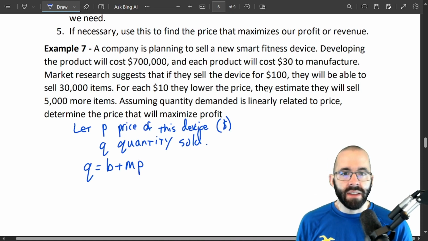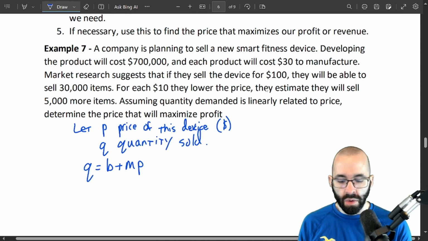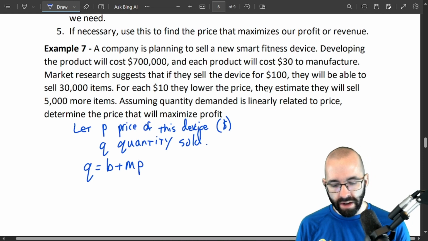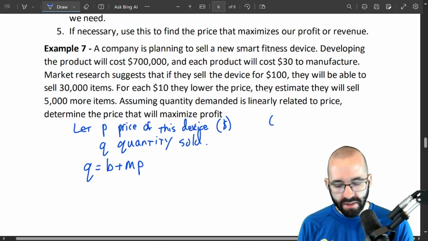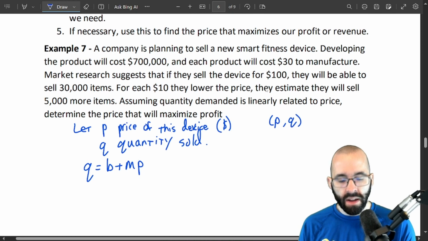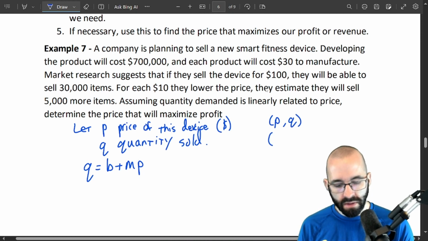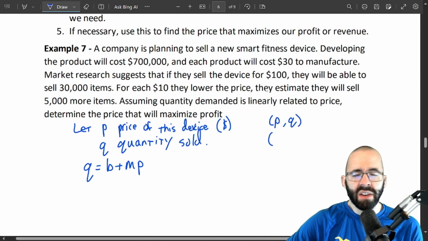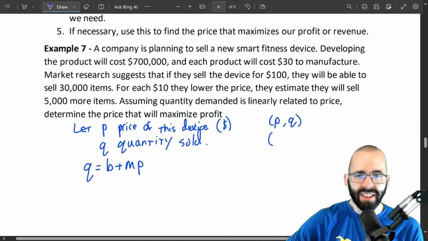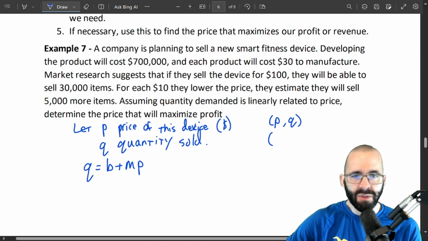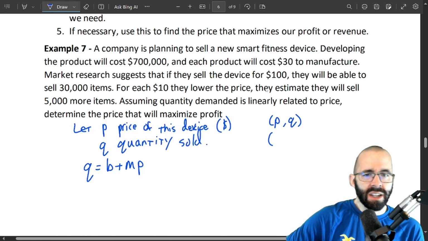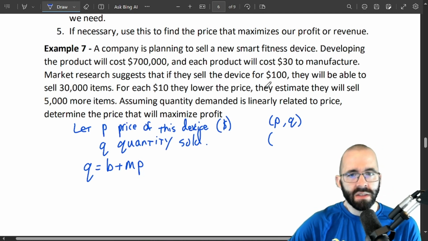All right, how do we find this line? Well, we need points. Because I have Q by itself, Q is going to be our output here. So we're going to look for some points that have the form input P, output Q. So do we have some? Developing the product will cost 700,000. It's always going to be 700,000. That doesn't have to do with how much we're selling it for. Each product is going to cost $30. Yeah, it's still talking about cost. We're looking for the relationship between demand and price.